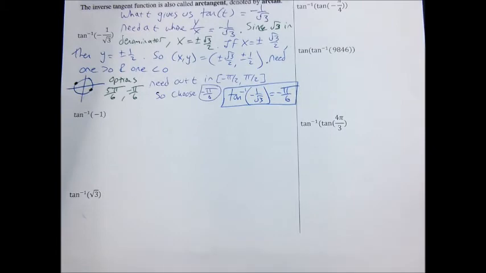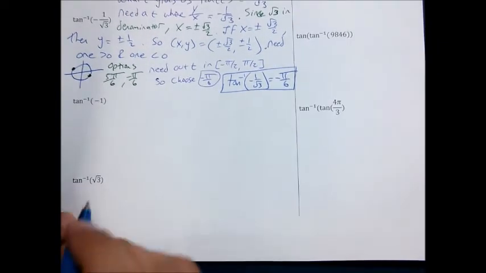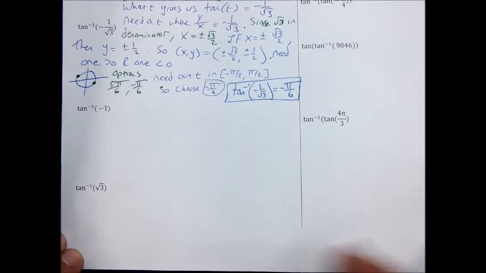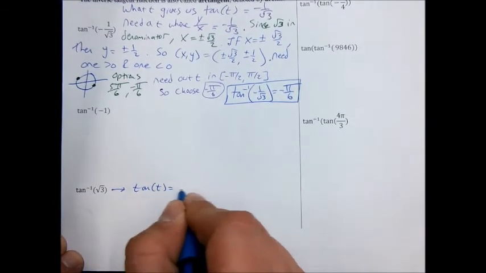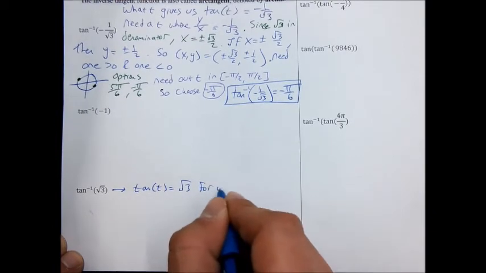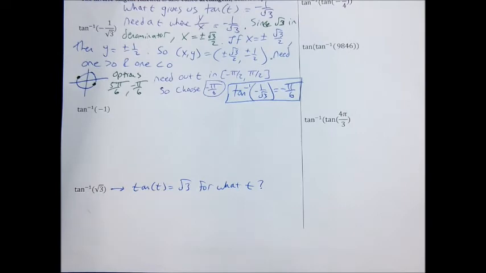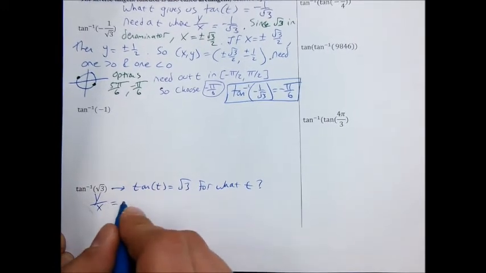Let's do tan inverse of root 3. So the way you want to think about this, very similar to the last one, right? We want to think, what do I need to plug into tangent that will give me root 3? Right? So we think tangent of what equals root 3? And so tangent, you divide the y by x, right? So we need to divide x and y and somehow get root 3.